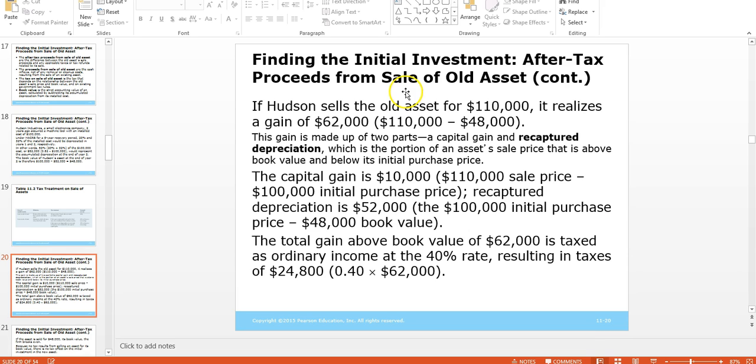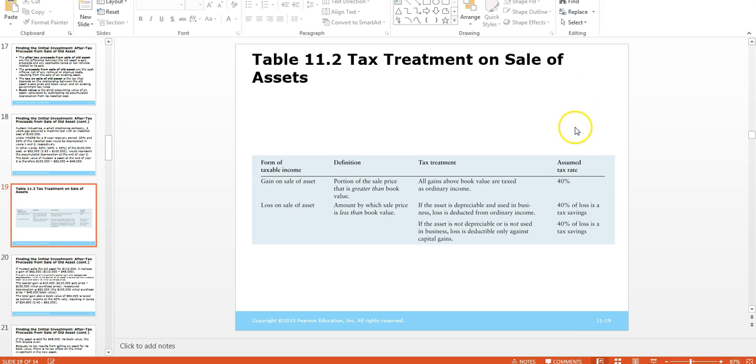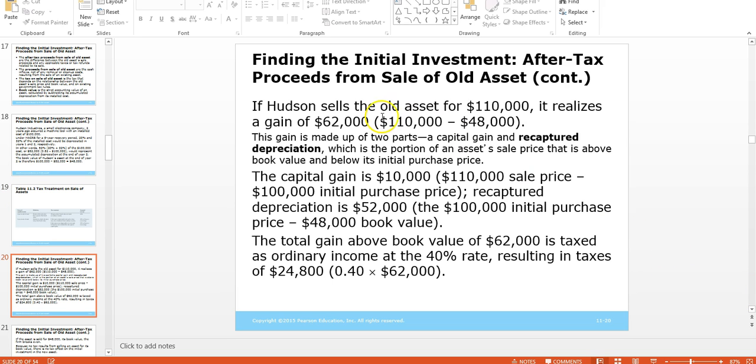All right, so we look at this table here, and you'll notice they have an item about tax treatment and assumed tax rate, and there are a couple of terms that are important. All right, so if Hudson sells the old asset for $110,000, right? That means it originally bought it for $100,000 and made $10,000 on that, right? So it realizes a gain of $62,000.